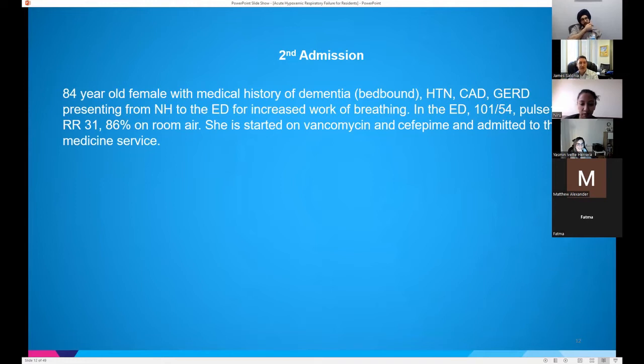An 84-year-old female, medical history of dementia. She's bedbound, with hypertension, CAD, GERD, coming from a nursing home to the ED for increased work of breathing. In the ED, borderline hypotensive, but tachycardic to 127, tachypneic, hypoxemic to 86% on room air. And like most people from a nursing home, she was started on vancomycin and cefepime and admitted to the medicine service. It sounds like the standard treatment.